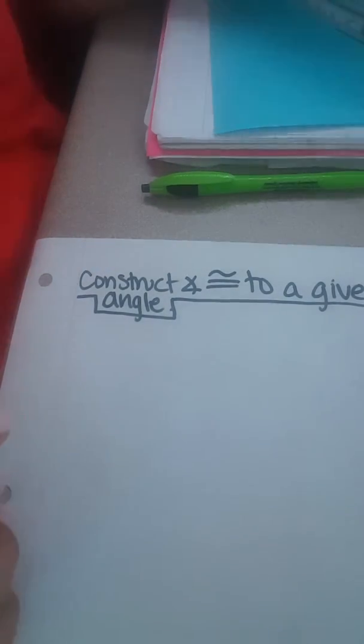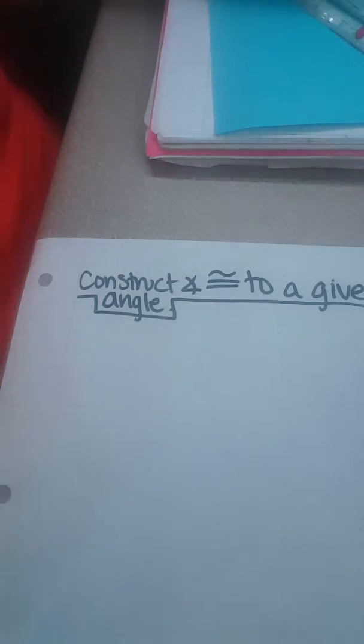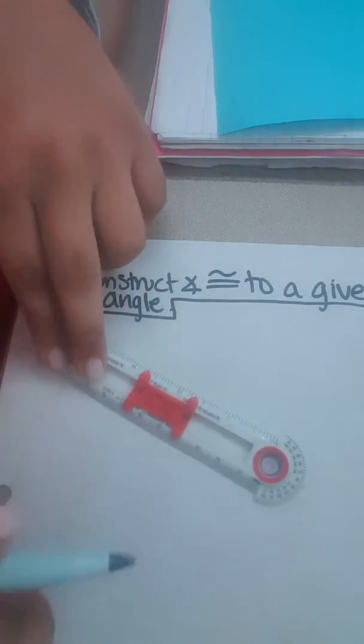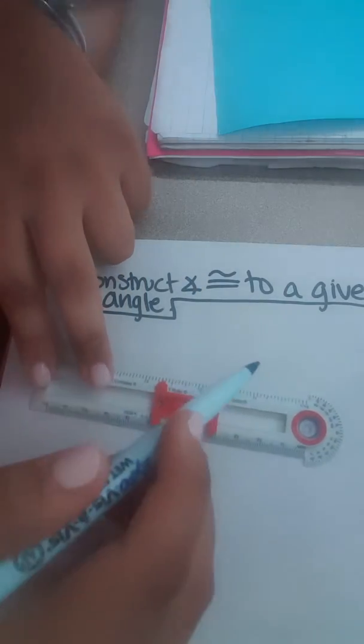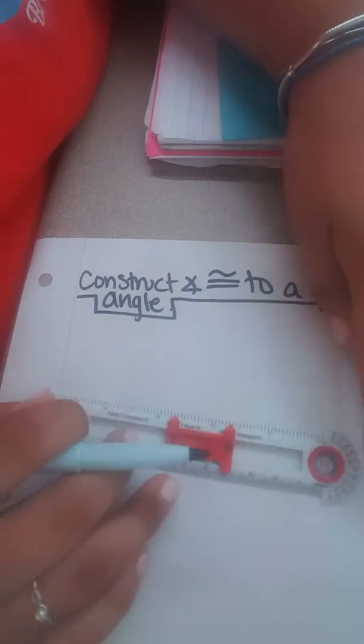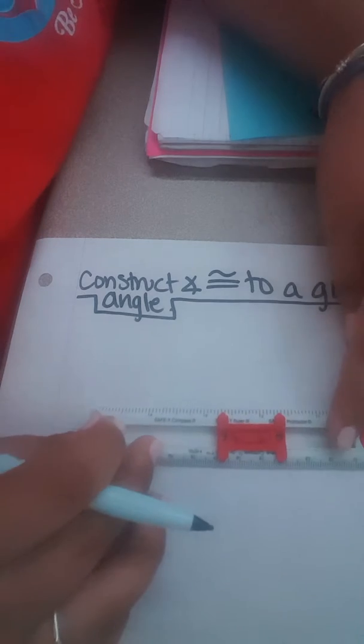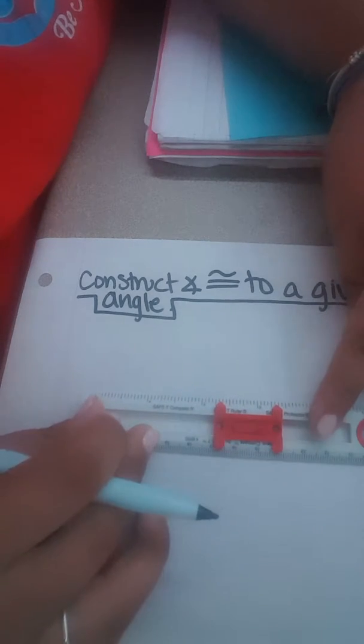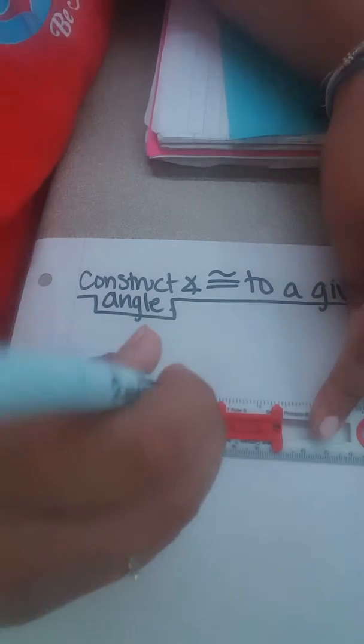So firstly, we just want to make an angle. Any angle, a random angle, random size, not using a protractor, not measuring. So I'm just going to draw a line, or a ray rather.